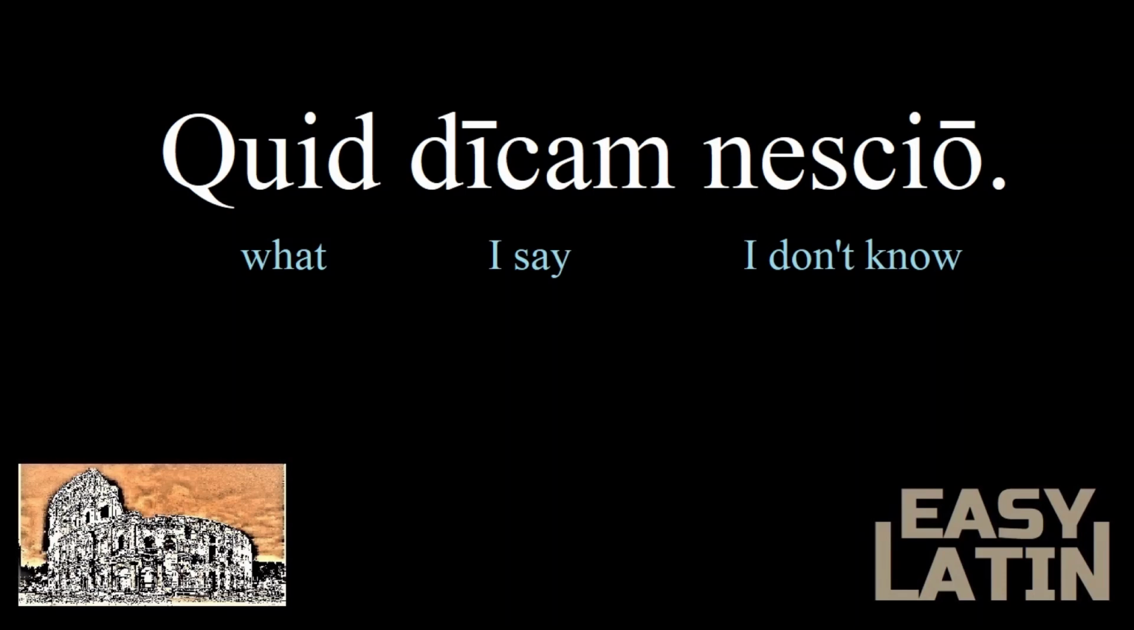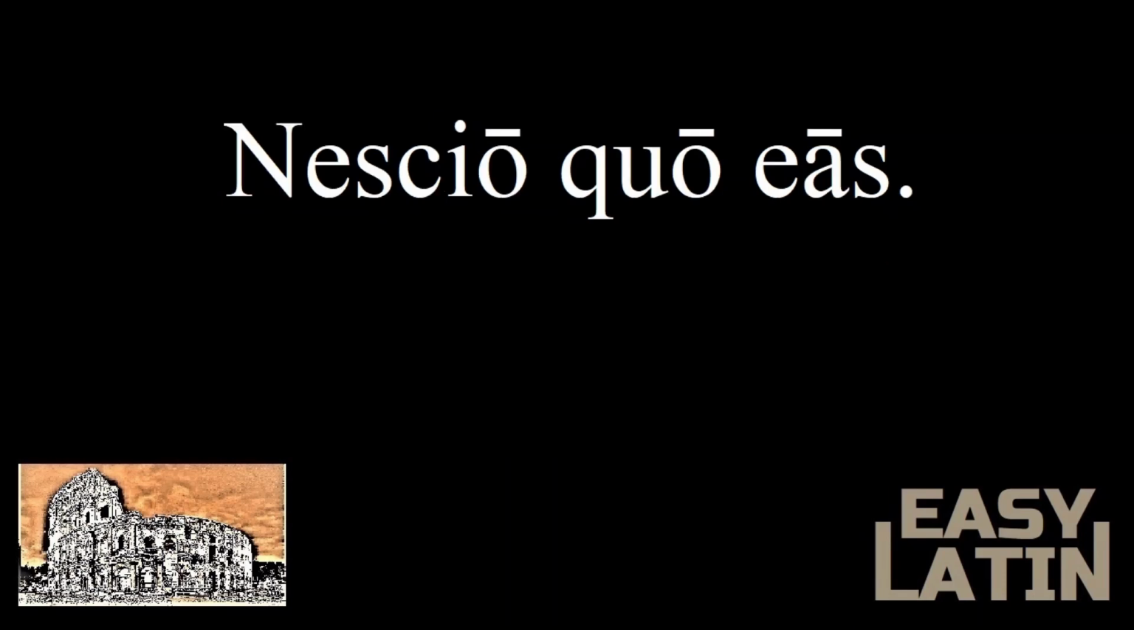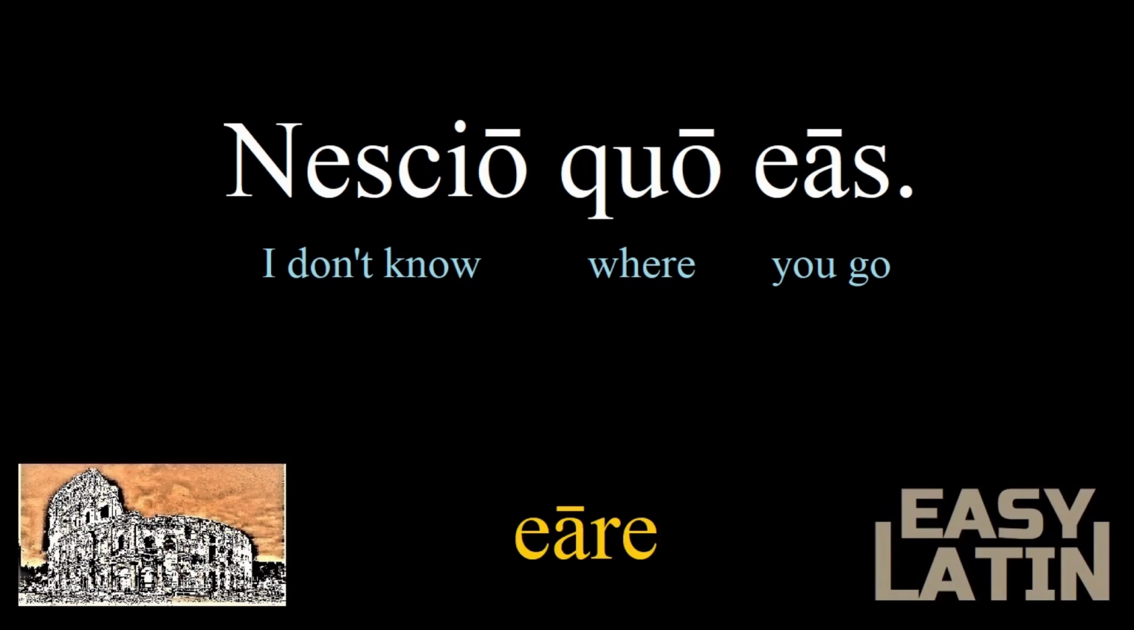As we know, the verb for to go is irregular, like in English. Here it is in the subjunctive form. Nescio quo eas. I don't know where you're going. We simply conjugate it as if it were the verb eare.